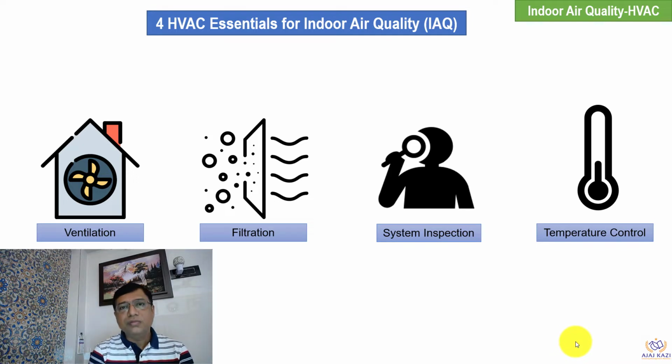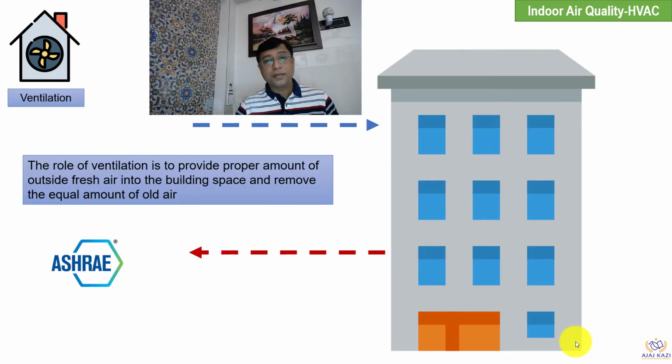Now, in the context of HVAC, there are 4 essential elements of indoor air quality. First is ventilation, second is filtration, third is system inspection, and fourth is temperature control. These are the 4 basic essentials of indoor air quality when it comes to HVAC. Let us look at all these essential elements one by one.